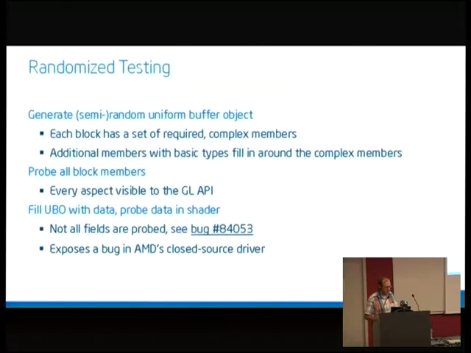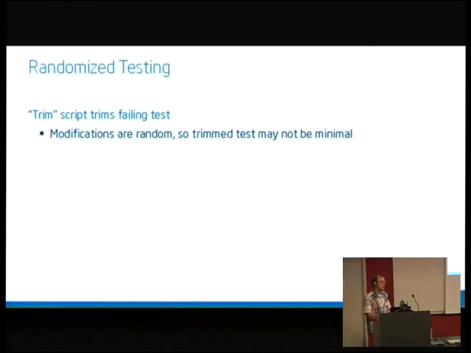So then in addition to this, these scripts, these tests, sometimes will generate a UBO that has a few hundred fields in it. You run the generated test and it says, nope, it failed. And now you've got this giant pile of stuff and okay, what part failed? So there's a second script that takes the generated test and tries to trim it down.